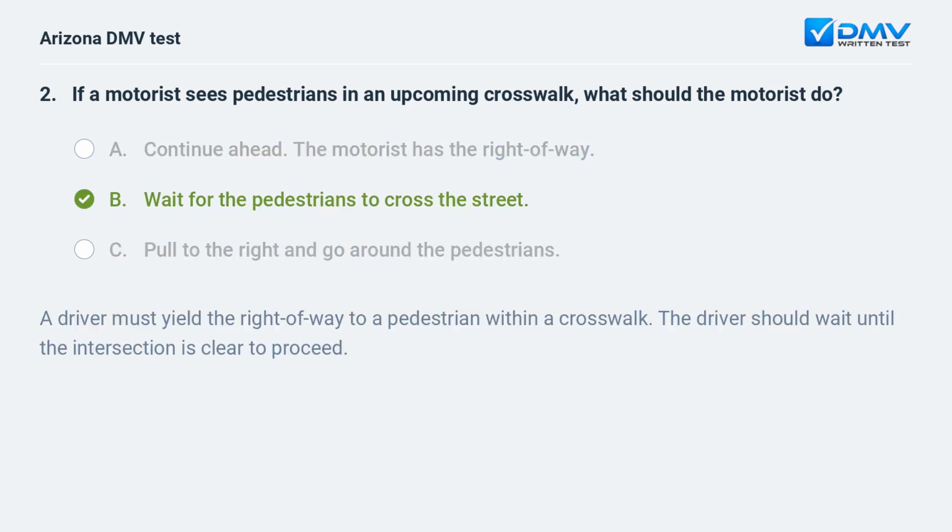B. Wait for the pedestrians to cross the street. A driver must yield the right of way to a pedestrian within a crosswalk. The driver should wait until the intersection is clear to proceed.